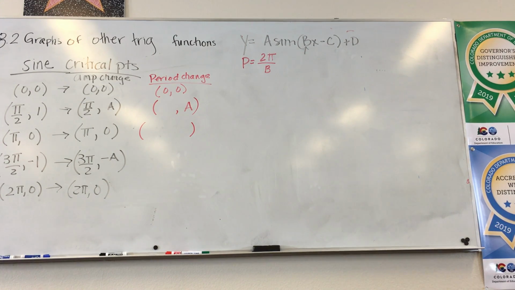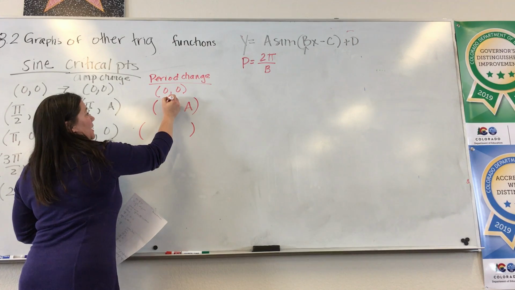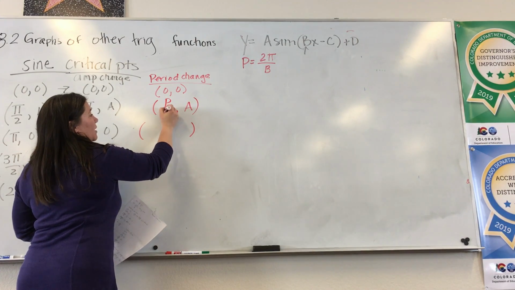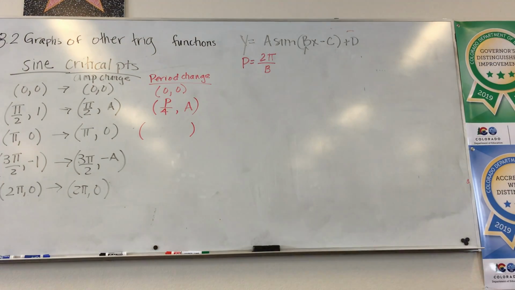So, you're still going to have, this is going to be a fourth of your period. Okay, so whatever your period is, at 1/4 of your period, you're going to have a maximum, right? Because look at your graph. It's split into 1, 2, 3, 4 pieces. At 1/4 of your period, you're going to have a maximum.